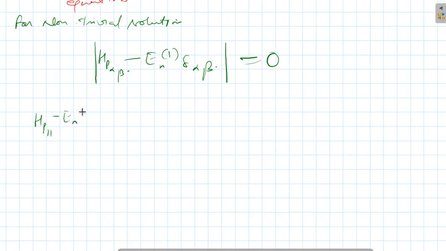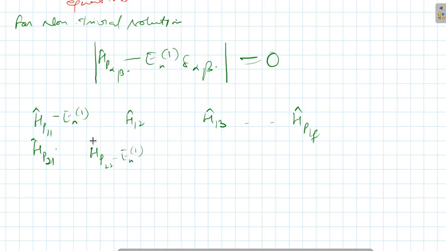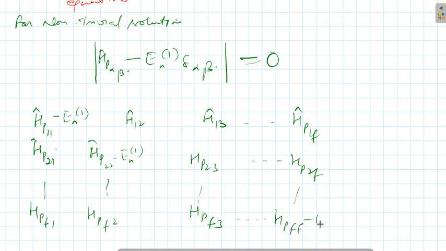If I elaborate it, it can be written as HP11 minus En1, H12, H13 and so on up to HP1F, then HP21, HP22 minus En1, HP23 and so on up to HP2F, and so on, then HPF1, HPF2, HPF3 and so on, up to HPFF minus En1, and this determinant must be equal to 0.